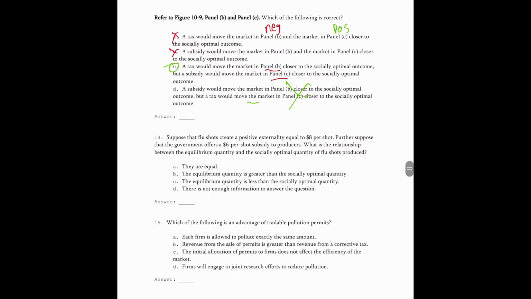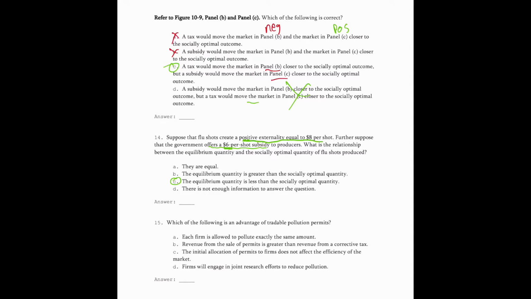Question 14. Suppose that flu shots create a positive externality equal to $8 per shot. Further, suppose that they offer a $6 subsidy to the producers. What is the relationship between the equilibrium and the socially optimal? Well, just like in the tax one, when we overtax, we overshoot, which means our quantity is lower. Here we're going to under-subsidize, which means we're giving only $6 when we should be giving $8, which means the equilibrium quantity is less than the socially optimal quantity still, because we would need to subsidize at least $8.